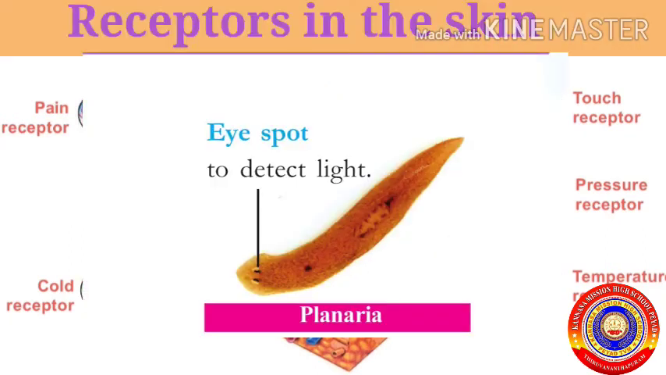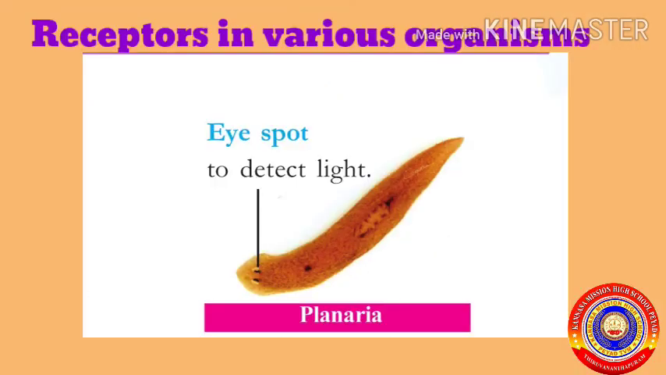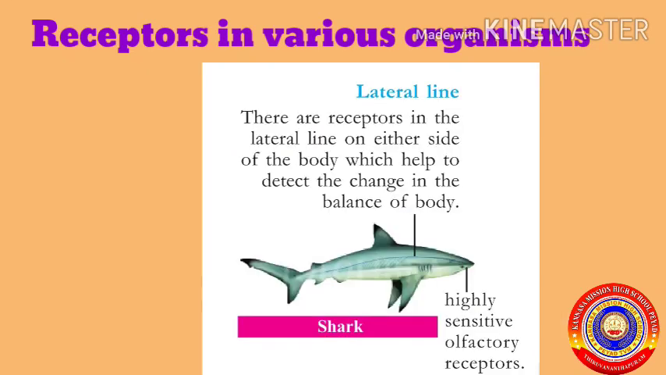Now, let's learn about different types of receptors in various organisms. First one is the planaria. The planaria contains an eye spot to detect light. Second one, the shark. The shark has a lateral line on either side of the body which helps to detect changes in the balancing of the body.